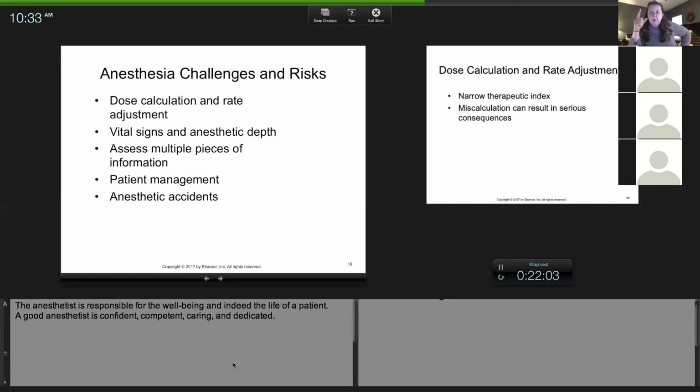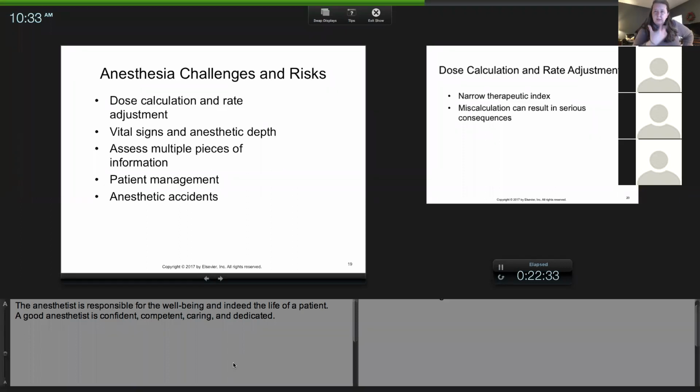So how do you interpret depth? How do you do this? You have to get multiple pieces of information. The ultimate thing that we're trying to prevent is anesthetic accidents. That's why I said I will teach you how to do this safely, because you have to balance that. That's the whole point of knowing your patient and knowing your drugs.